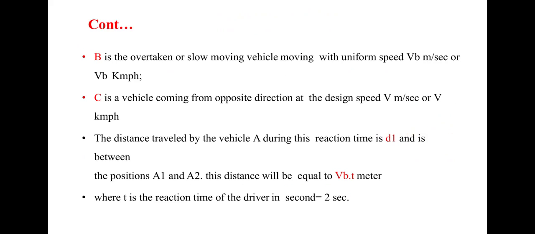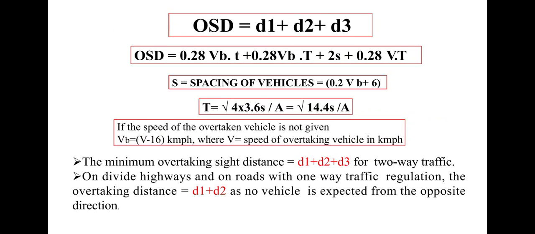What will be the reaction time? So it will be D1, in between the position A1 and A2. Distance is equal to speed into time. So speed will be equal to, why? Because we will be matching the speed with the overtaken vehicle. So ultimately our speed will be equal to the overtaken vehicle's speed, which is equal to VB. So distance traveled by A will be equal to VB into t, where t is the reaction time of a driver. In OSD, we know that the reaction time of a driver is usually considered as 2 seconds.